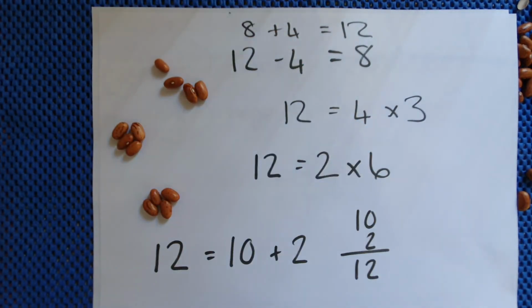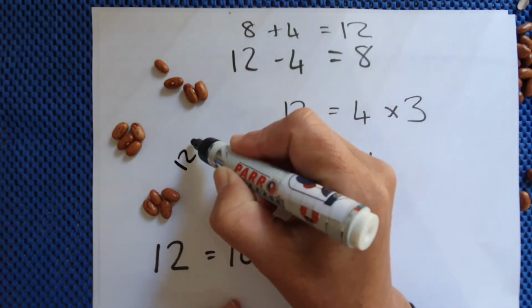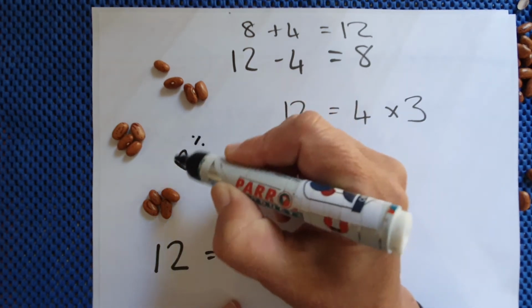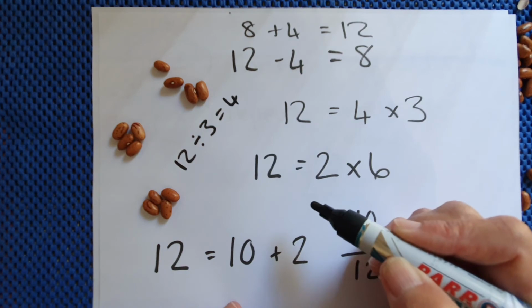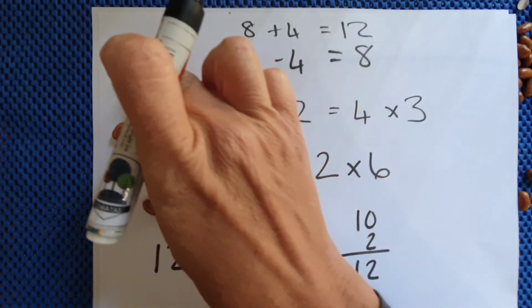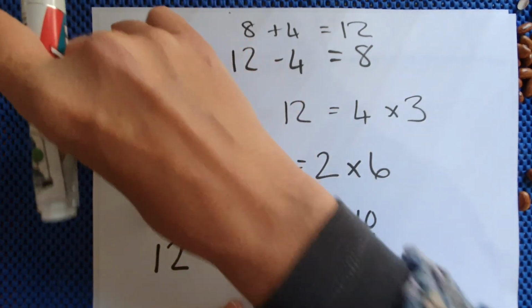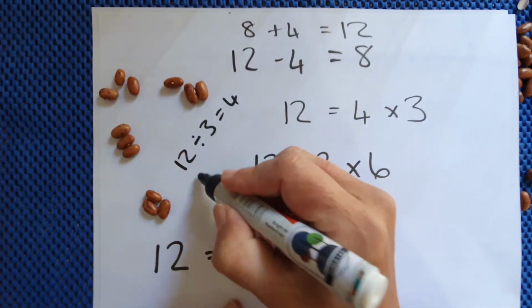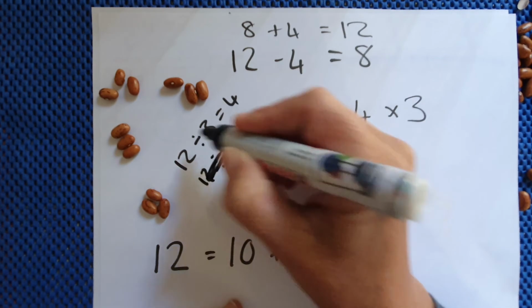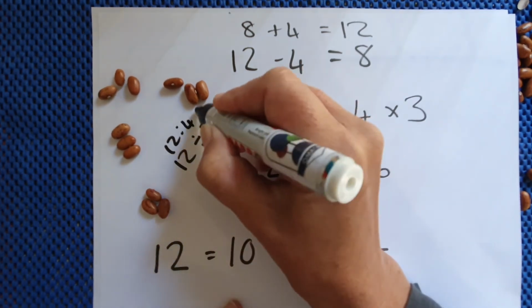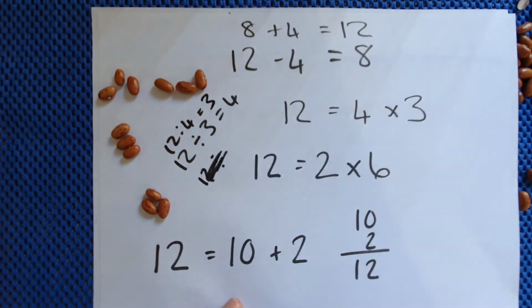So now we still got the total of 12. 12 divided into 3 separate groups gives you 4 per group. 12 divided into 4 separate groups gives me 3 per group. Wow, this number 12 just got really, really interesting.